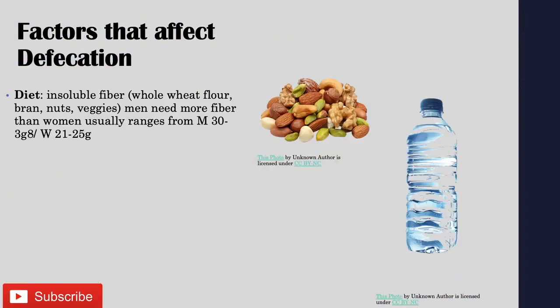Diet affects defecation as well. You want to make sure you include insoluble fibers such as whole wheat flour, bran, nuts, and veggies, because this can encourage a normal defecation pattern. And men need more fiber than women. Men usually require 30 to 38 grams of fiber, while women require 21 to 25 grams of fiber daily. Fluid intake also affects it. Try to include 2,000 to 3,000 milliliters per day.